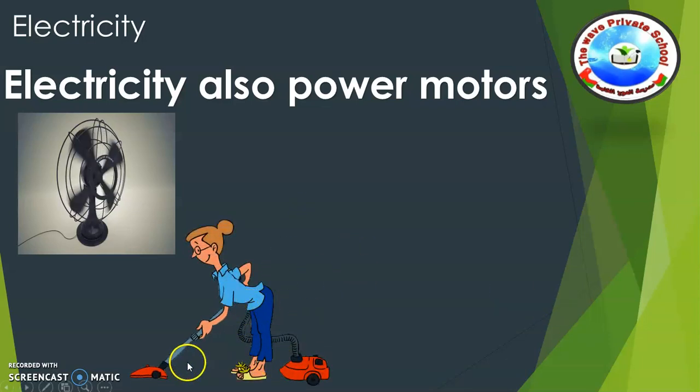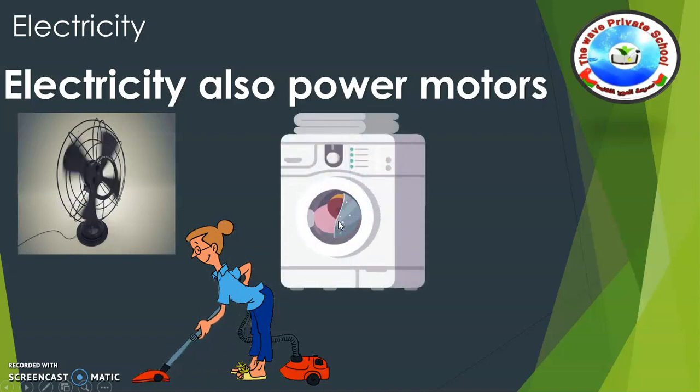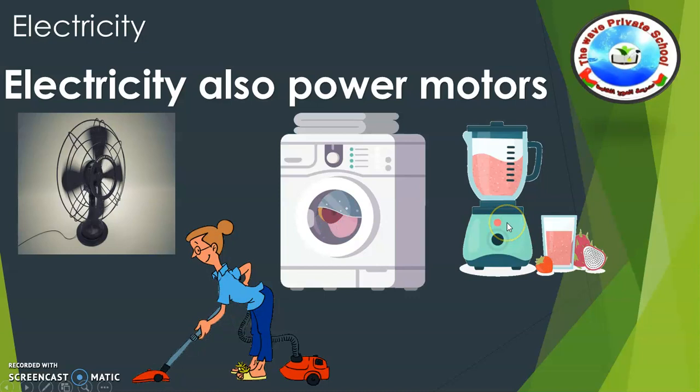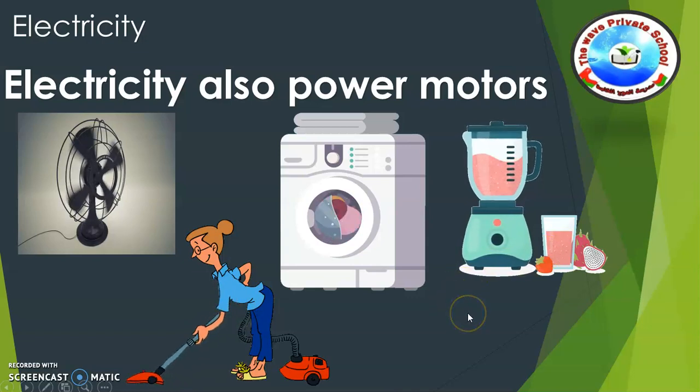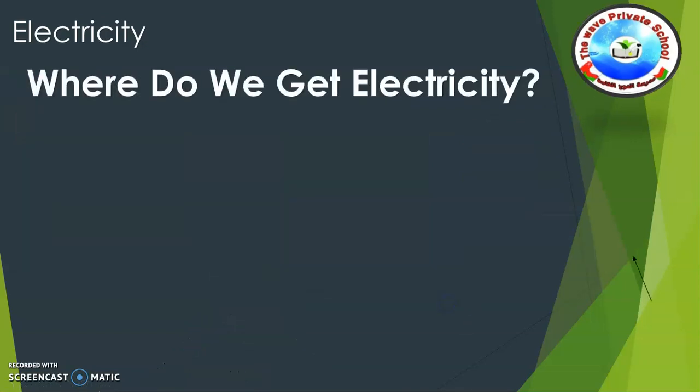Okay, this, the vacuum, the washing machine, and we have here the blender. These are just examples of electric motors, but there's still a lot. You can even find them in your home. But the next question is, where do we get electricity?